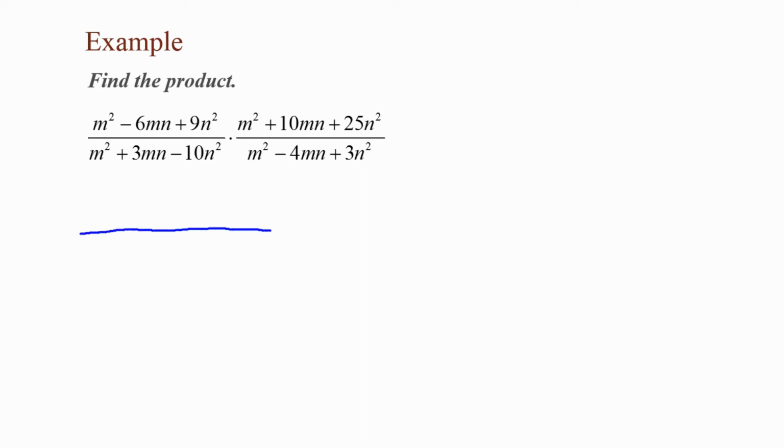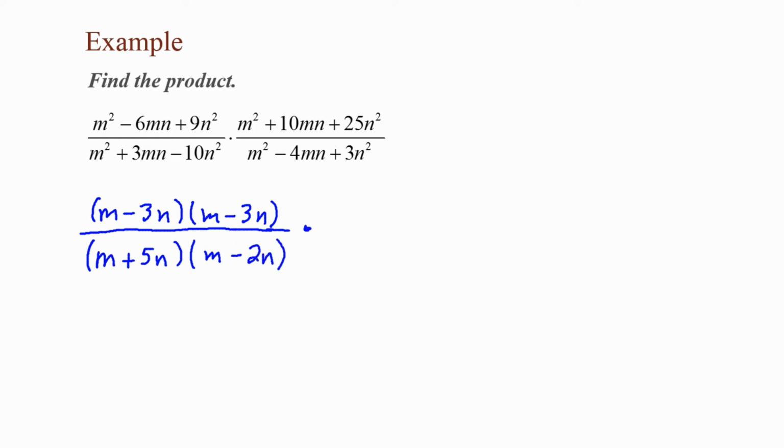M squared minus 6mn plus 9n squared. I need two numbers that multiply to be 9 but add to be a negative 6. M minus 3n times m minus 3n. And if you write it as m minus 3n parentheses squared, it's the same thing. M squared plus 3mn minus 10n squared. So I need two numbers that multiply to be a negative 10 but add to be 3. M plus 5n times m minus 2n.